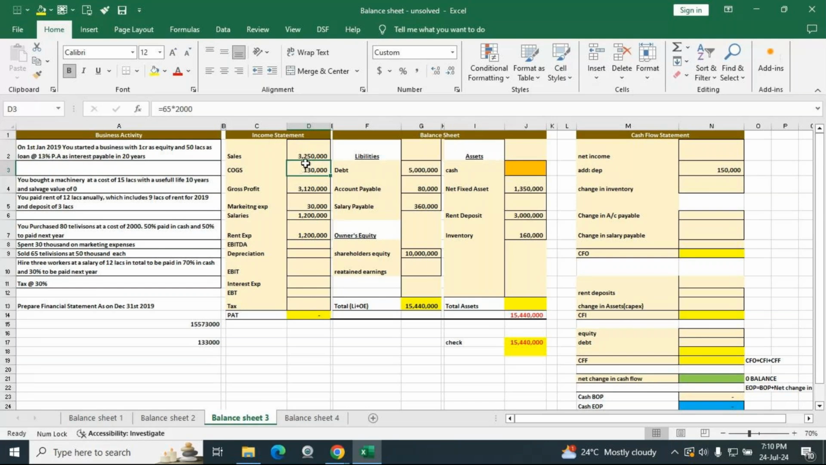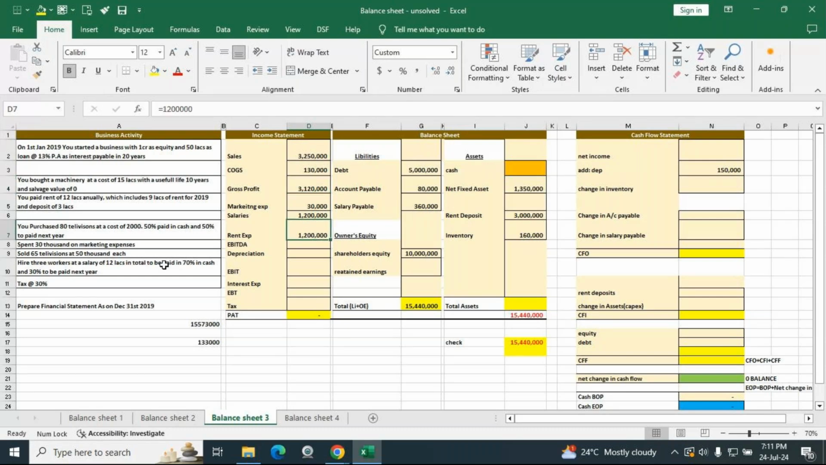Now COGS means cost of goods sold. I have sold 65 televisions, but how much amount did I spend to buy those televisions? Each television I bought at the rate of 2,000, isn't it? So that will be my COGS, 65 into 2,000. So I have spent 1 lakh 30,000 rupees in order to buy the items. But when I made the sales, I am making the sales of 32 lakh 50,000 rupees.